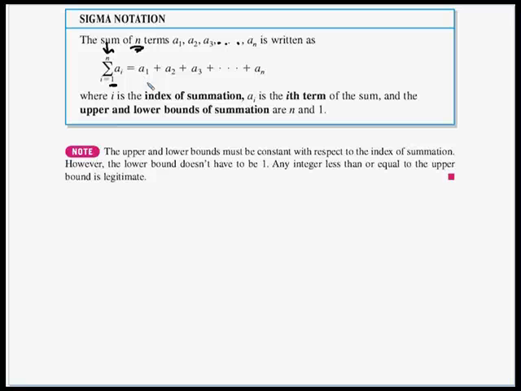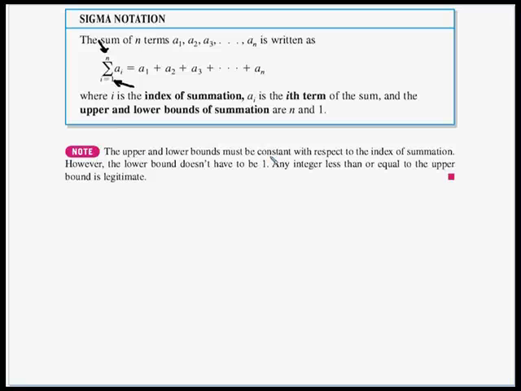And that just means we're summing up n terms, a sub 1 plus a sub 2 plus a sub 3, all the way up to a sub n, where i is called the index of summation. a sub i is the ith term in the sum, and the upper and lower bounds are n and 1. The lower bound is down here after the letter i. The upper bound is up on top. In this case it's n.